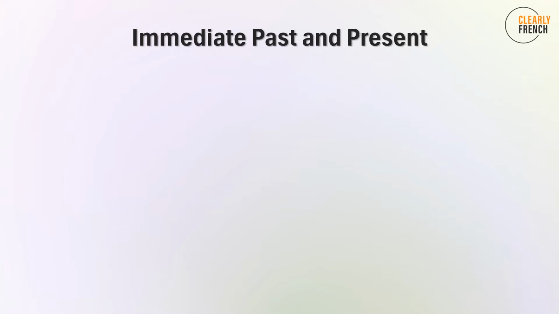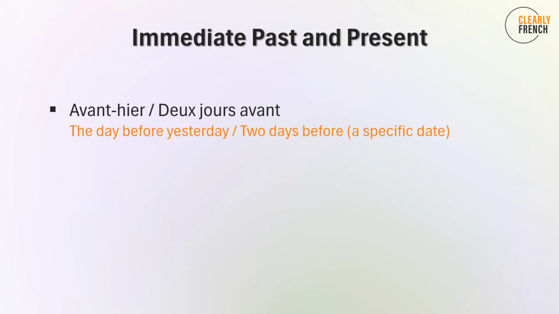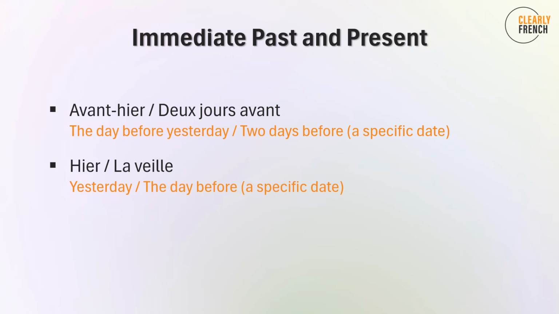Now for the immediate past and the present. Avant-hier, the day before yesterday, or 2 jours avant, 2 days previously, or 2 days before a specific date. Hier, yesterday, or la veille, the day before a specific date. Aujourd'hui, today, or le jour même, that day.